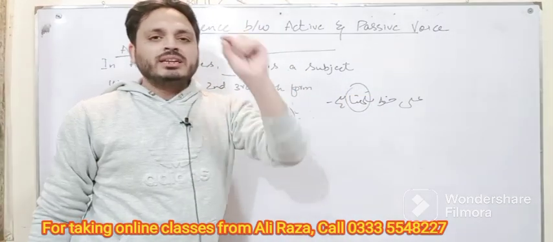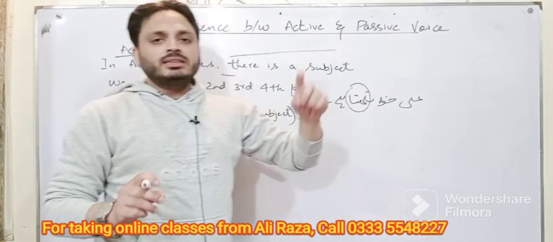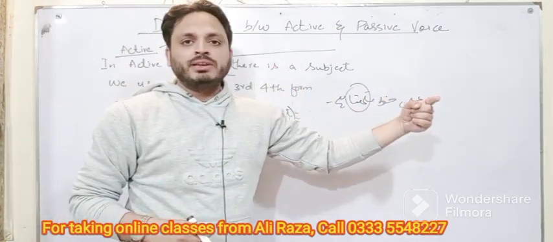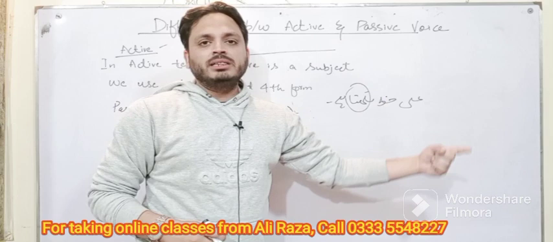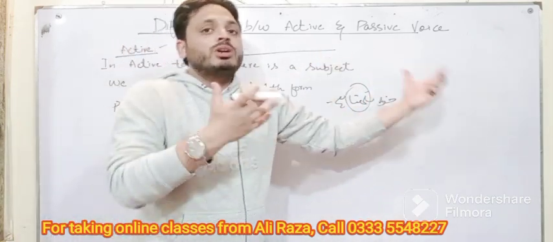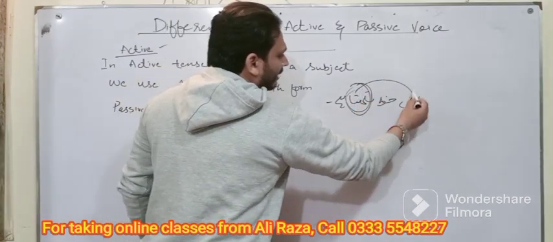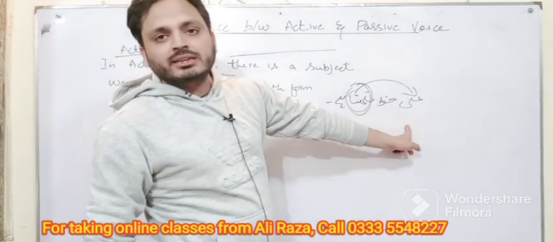After locating your verb, this is the second step. Now go back and see whether the performer of that action is available or not. If he is available, then the tense is active voice, and if he or she is not available, then obviously it's a passive voice. So the action is likhna. Is the one who writes present? Yes, Ali writes a letter. This is an active voice.